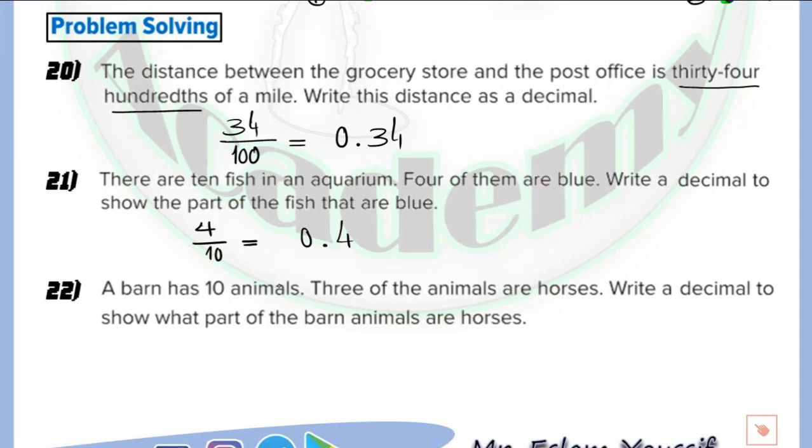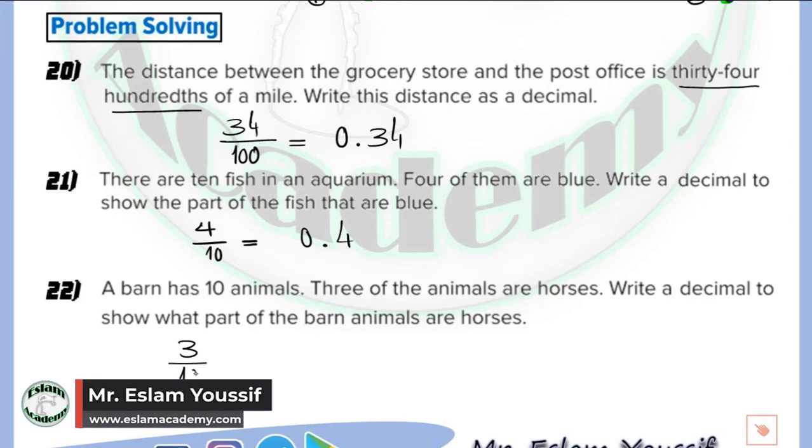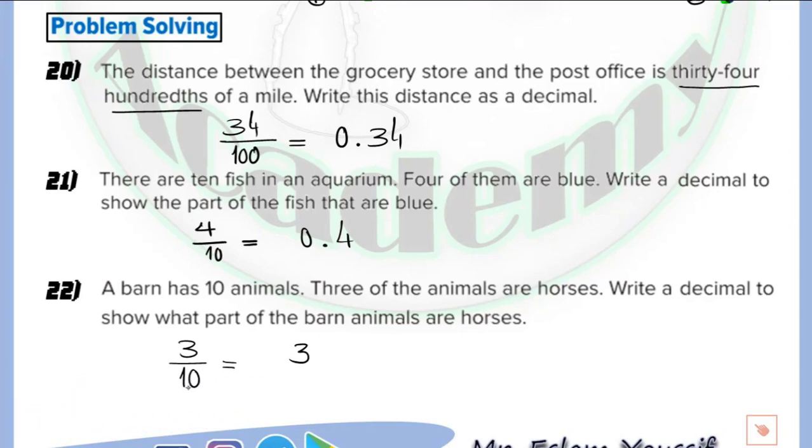In question number 22, we have 10 animals. 3 of them are horses. We need to write the decimal which represents the number of horses. At first, we have 3 horses out of the total number of animals, which is 10. So to write it as a decimal, just write 3 without any change. Now we have 10, which has only one zero. So from the right, we just count one digit, then put the decimal point. So the answer now will be equal to 0.3.